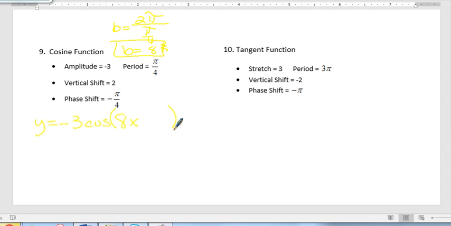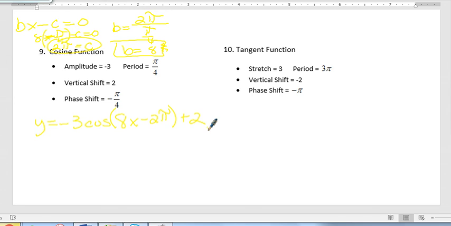So we do know that it's going to be bx minus c equals 0. So 8x times the phase shift of negative pi over 4 minus c will equal 0. C's over here. We're going to wind up with the c value of 2 pi. Again, it would be the opposite inside the parentheses here. And lastly, our vertical shift of up 2.